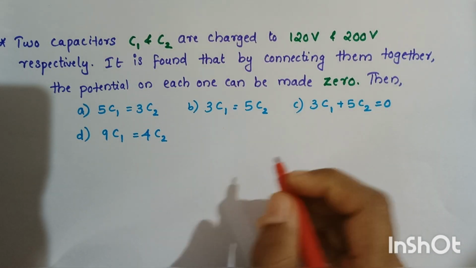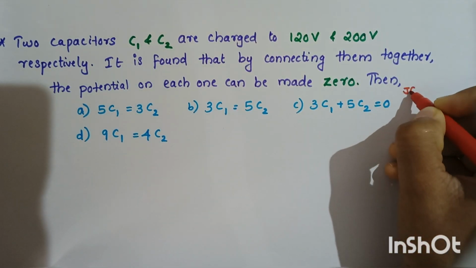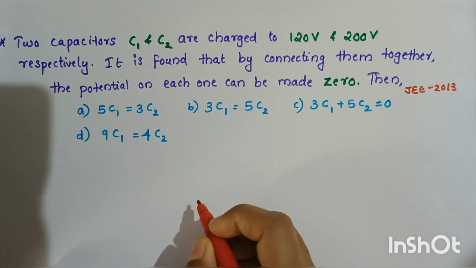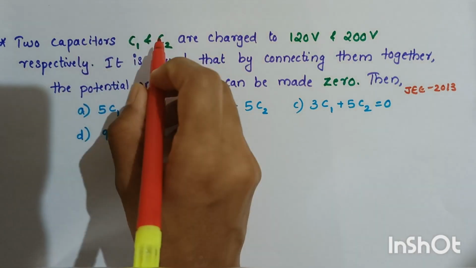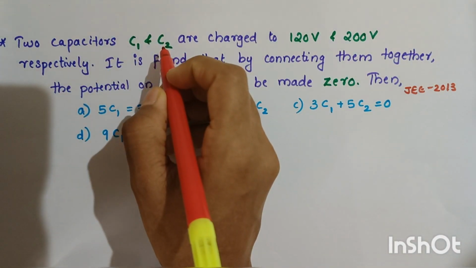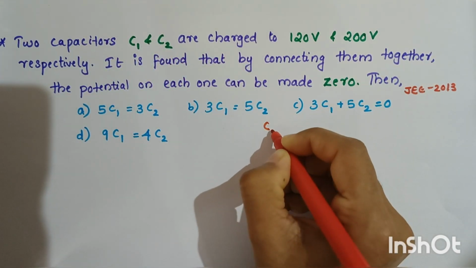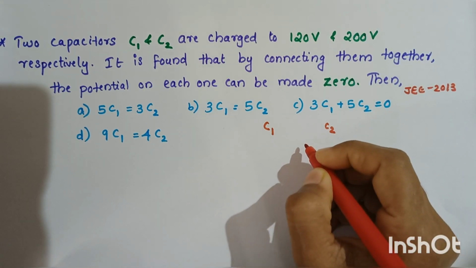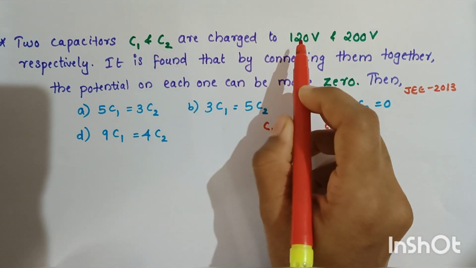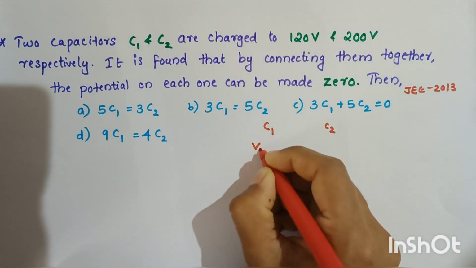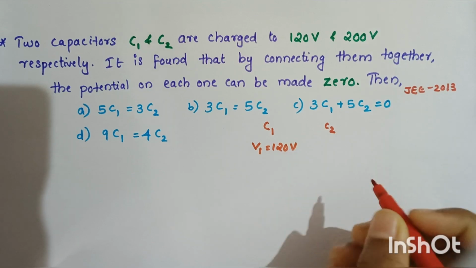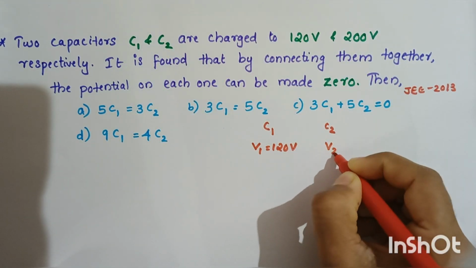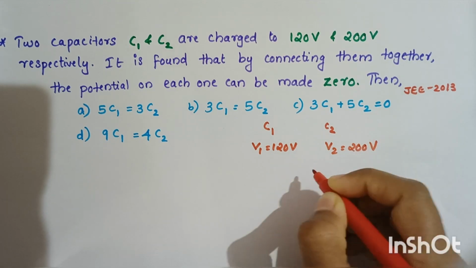This is a question which was actually asked for the JEE Main examination 2013. So let us see its solution. There are two capacitors C1 and C2. Let us take C1 as the capacitance of the first capacitor and C2 as the capacitance of the second capacitor. C1 is charged to 120 volt, so I am taking V1 equals 120 volt. And C2 is charged to 200 volt, so I am taking V2 as 200 volt.